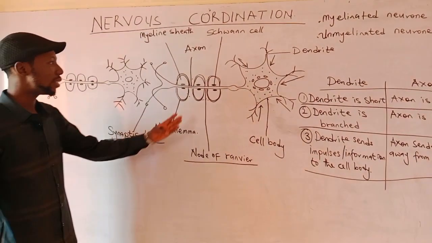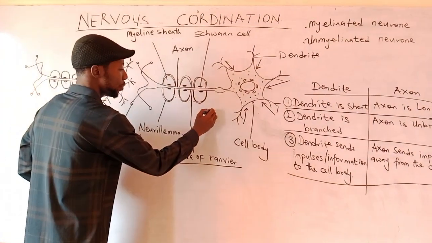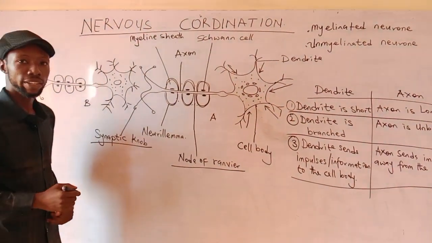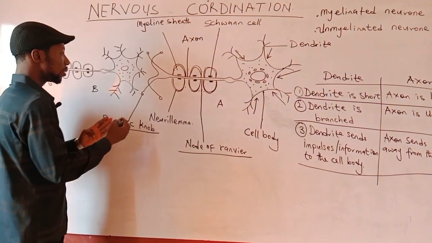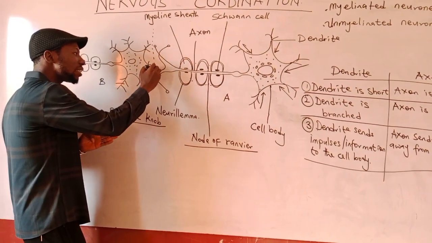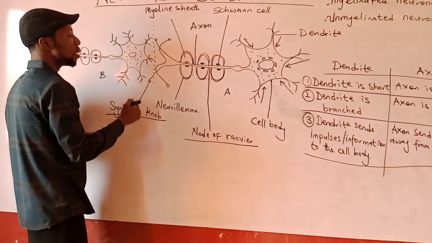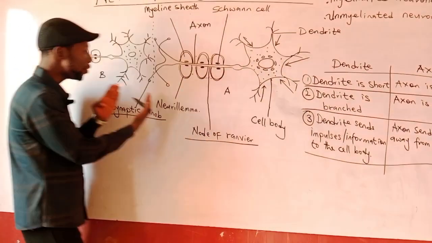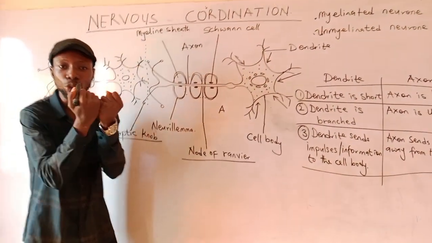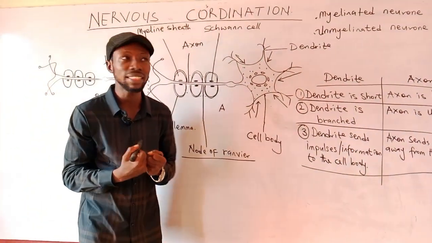Okay, this is neuron A, and this is neuron B. Okay, there's a space here. You can see the space is a potential space between neuron A and neuron B. That potential space between the two neurons is known as synapse.